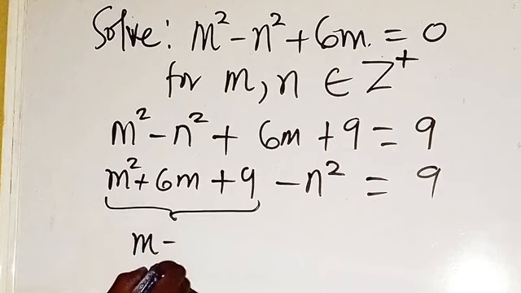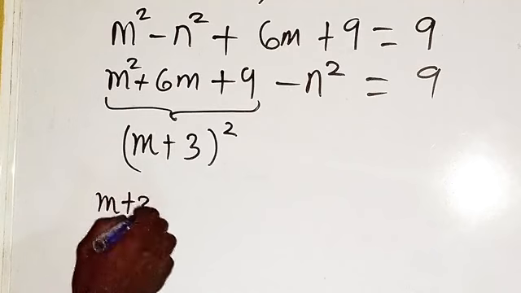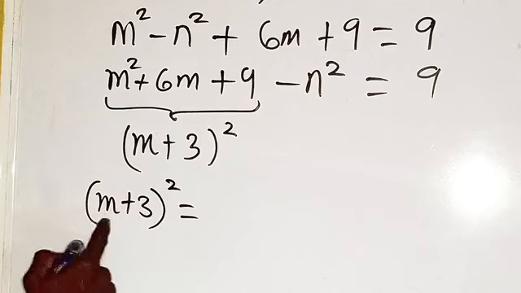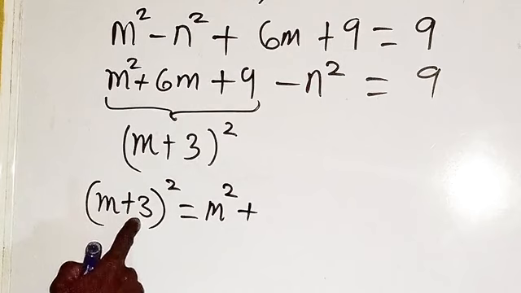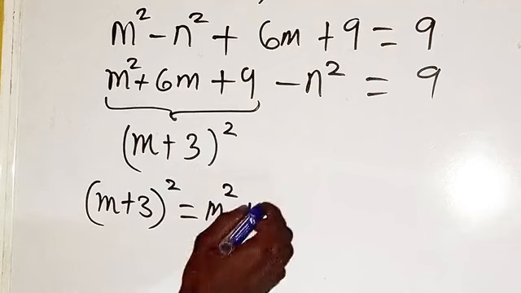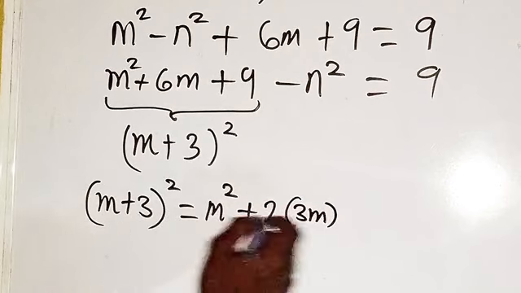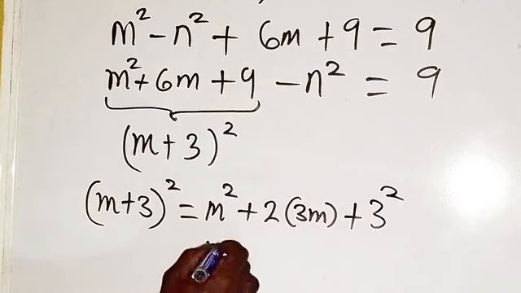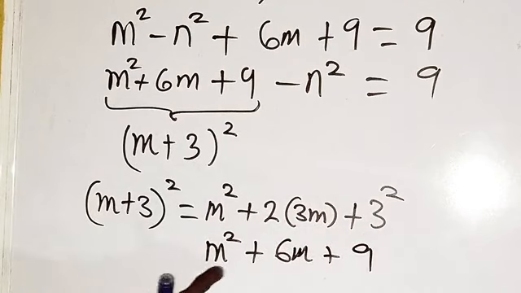So now this one here can be written as (m plus 3) all squared. That is a perfect square. See, (m plus 3) squared means we square m, we have m squared, then multiply 2 times m times 3, we have 6m, then square 3, we have 3 squared, which is 9. So m squared plus 6m plus 9 is what we have here, which means this is the same thing as this, and that is what I did. Are you getting it now?